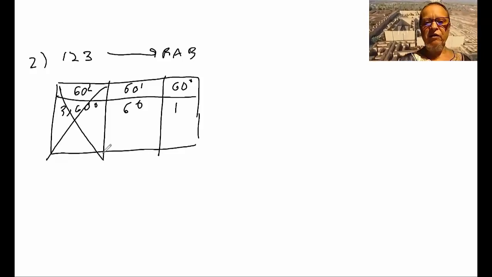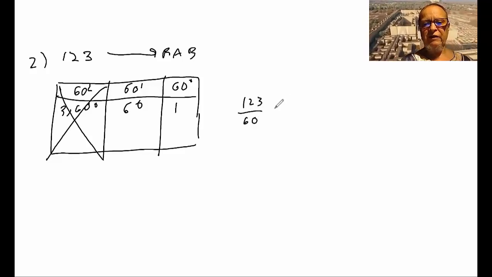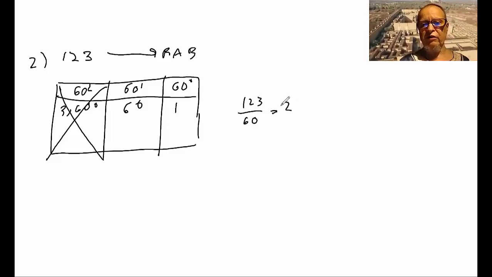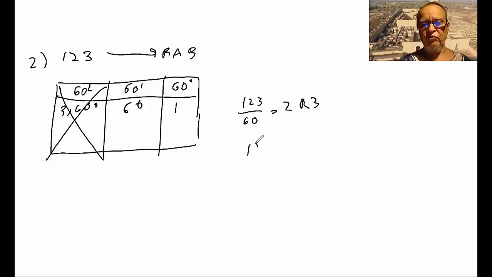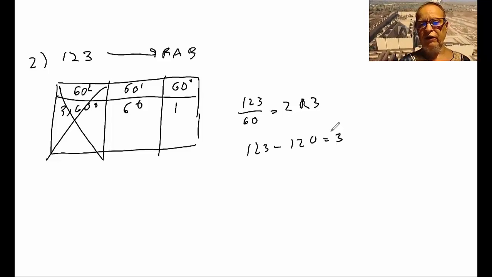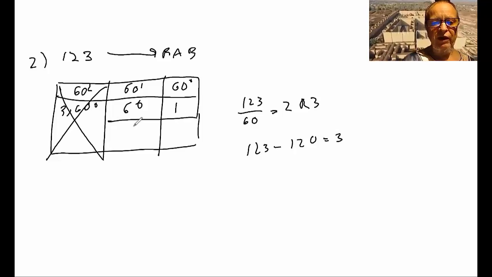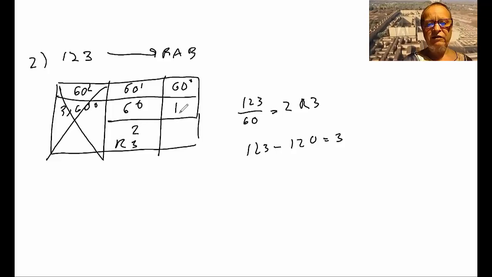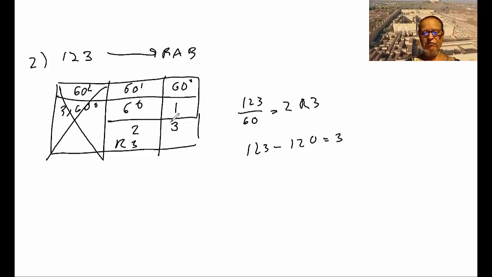So now on the side, I'll put 123, and I'll divide it by 60. And that means 60 goes into 123 2 times, with a remainder of 3, since 123 minus 120 is equal to 3, and that 3 will be our remainder. So that means we have 2, remainder 3. And then in our last column, since 3 divided by 1 is 3, we have 3.